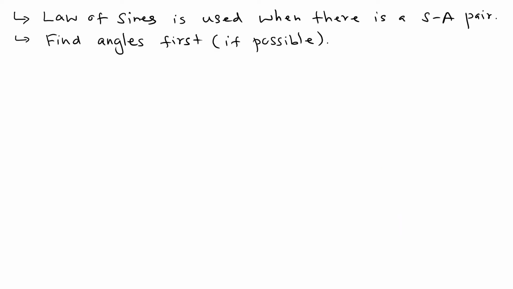So let's recall that the law of sines is used when there is a side-angle pair, so there should be an angle opposite to a side. Then we can use the side-angle pair, and it will be very clear when we talk about the problems. Also, we try to find angles first if possible, and this will also be clear when we talk about problems. So let's see what we mean by the law of sines.